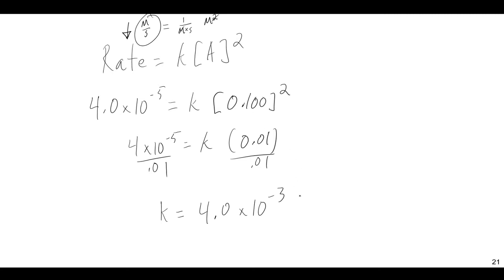So here the rate constant units have to be 4 times 10 to the negative 3, with the units 1 over molarity times seconds, or sometimes you'll see this written as molarity to the negative 1, second to the negative 1. Okay, and so that's your part B.